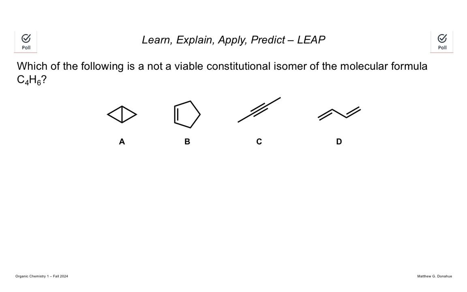Which of the following is not a viable constitutional isomer of C4H6? So B, why is B not? So it has 5 carbons. So that's a cheap trick for exams. Count your carbons, make sure that you're not sort of misreading things.